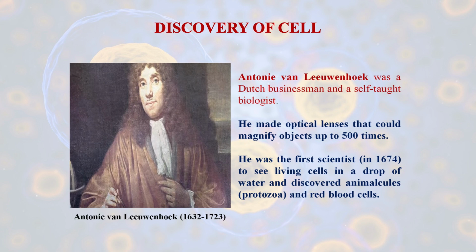Later on, another famous scientist, Antony van Leeuwenhoek, a Dutch businessman and self-taught biologist, made optical lenses for himself which could magnify objects 500 times. With magnification up to 500 times, he was able to see living things in a drop of water, such as bacteria, protozoa, and red blood cells. So he was the first scientist to view living organisms under the microscope.